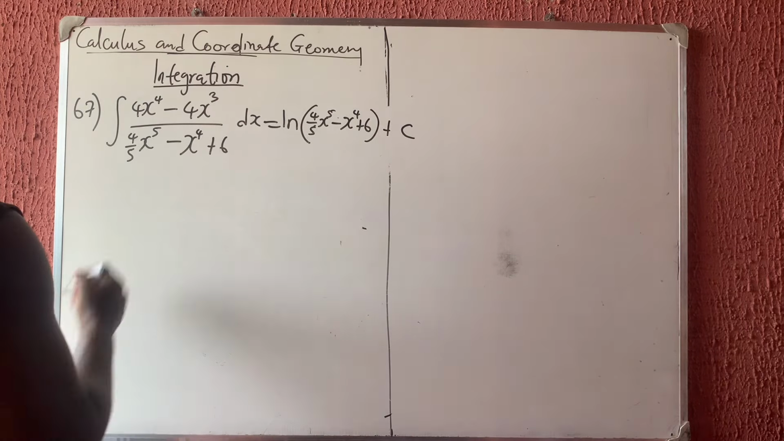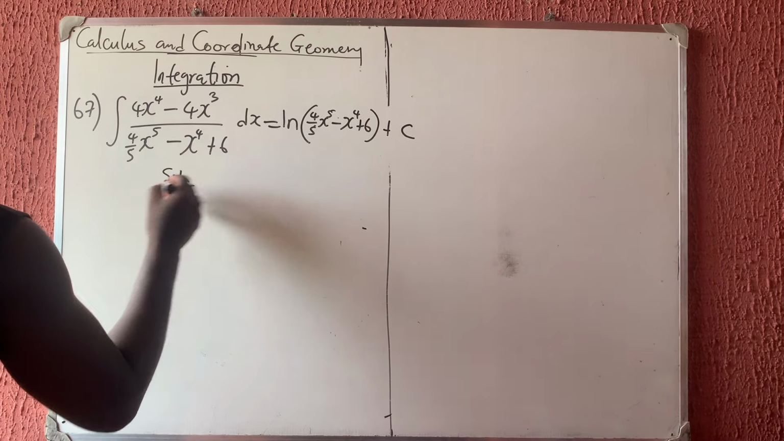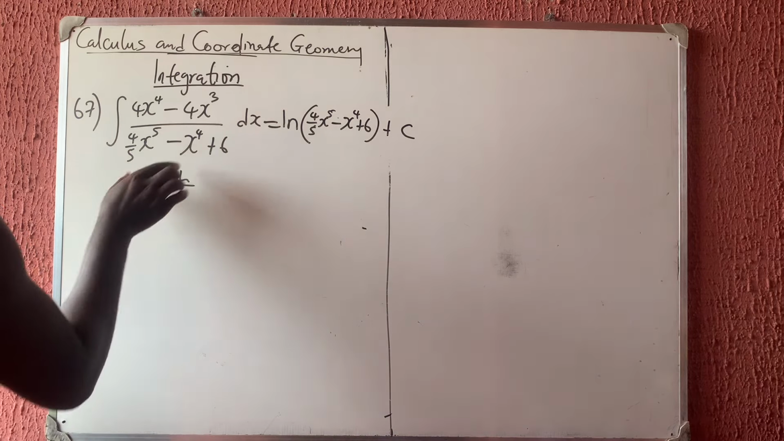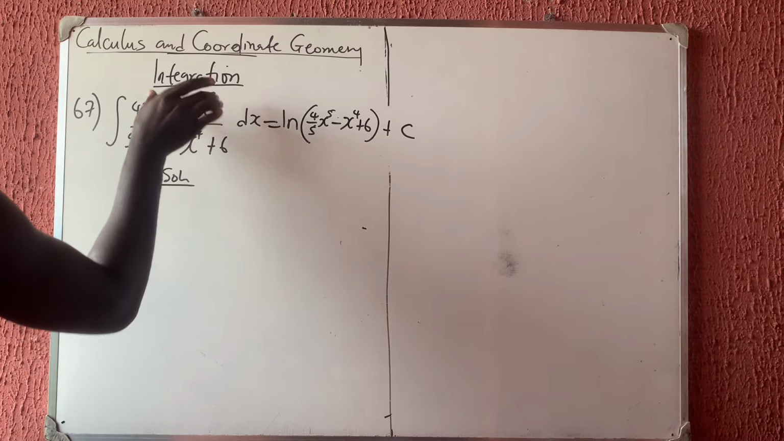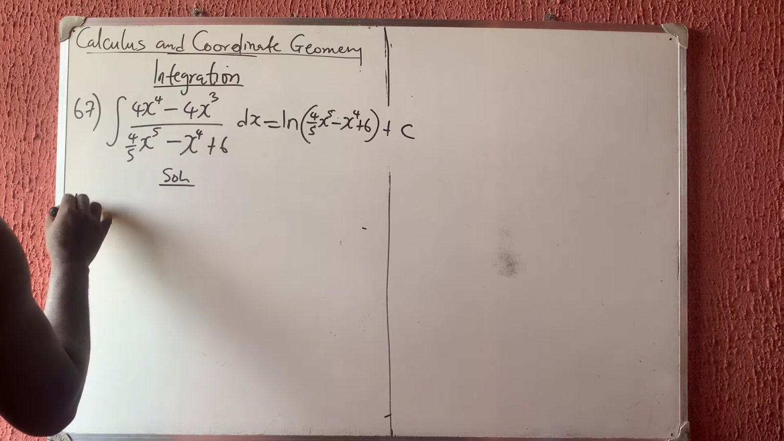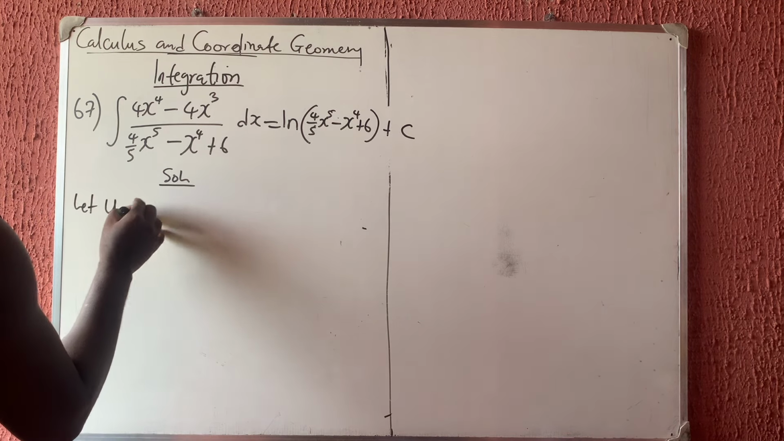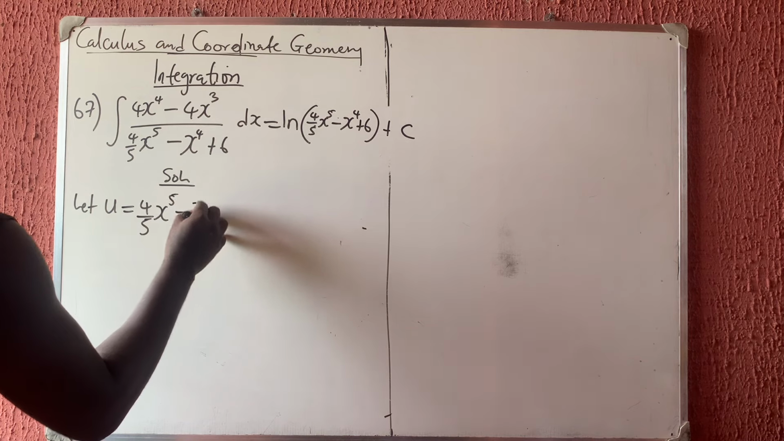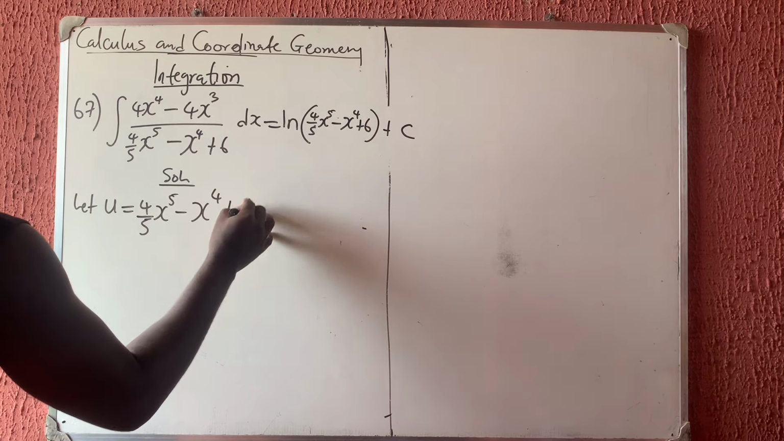That's just the answer. But let me show you how to solve it in case you want to use the normal method. Once you notice that if you differentiate the denominator, you are getting the numerator, you will say let u be that denominator. That is 4 over 5 x raised to the power 5 minus x raised to the power 4 plus 6.